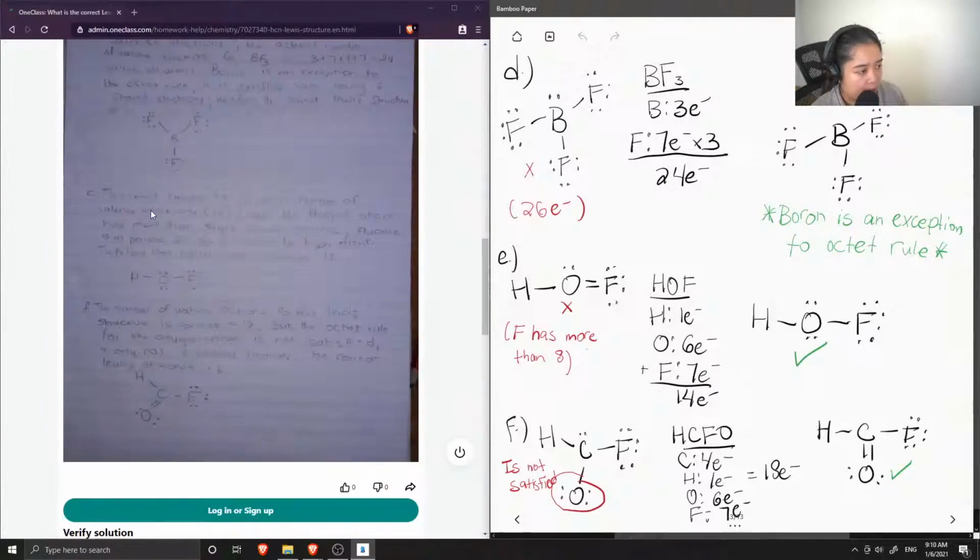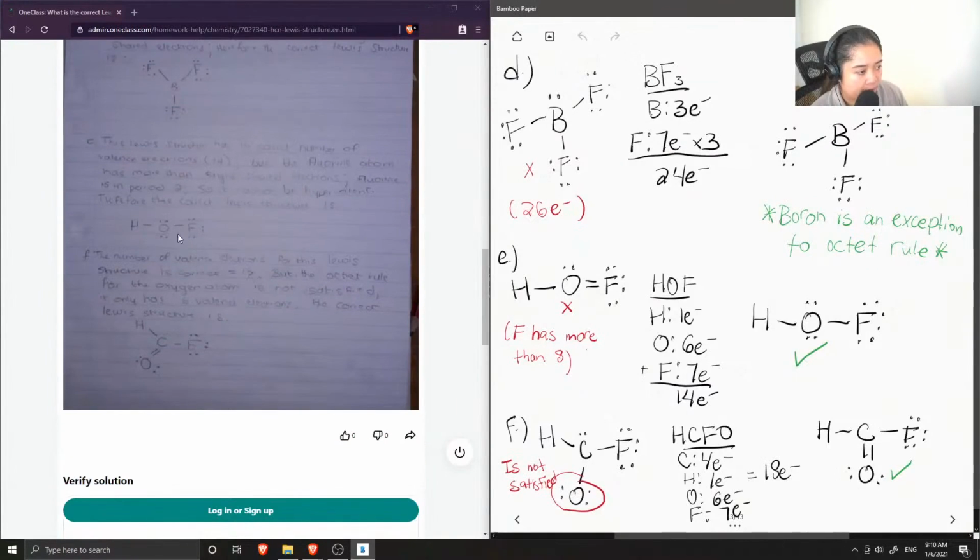So for E, this Lewis structure has the correct number of valence electrons, 14, but the fluorine atom has more than 8 shared electrons. Fluorine is in period 2, so it cannot be hypervalent. Therefore, the correct Lewis structure is... So by hypervalent, these can be elements that can have more than 8 shared electrons. So they're usually found in the transition metals.